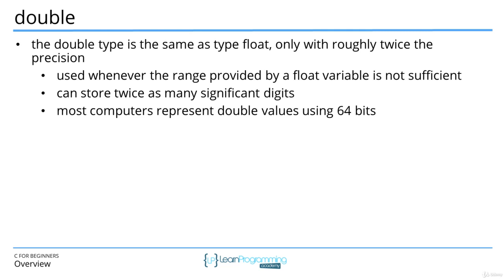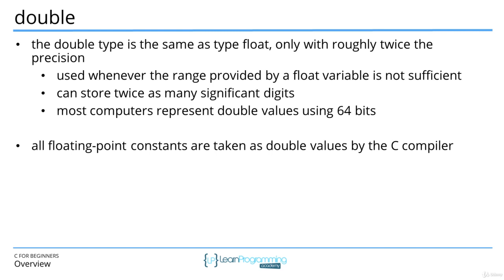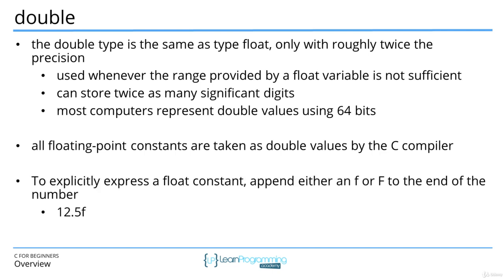Most computers represent a double value using 64 bits, which is 8 bytes. Floats are usually 4, doubles are 8. I might have misspoke there. And that just means you can store more data. The way that you would create the variable is you would put the double keyword before naming the variable. All floating point constants are taken as double values by the C compiler. So that's by default. If you specifically want to make something a float, you just add an f at the end of it when you assign it. So to explicitly express a float constant, just put that f there, 12.f.